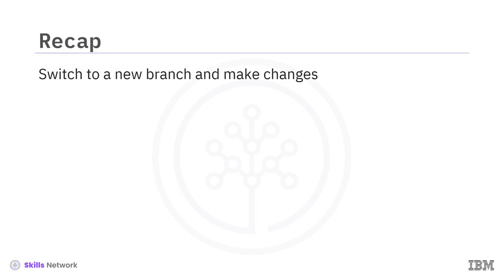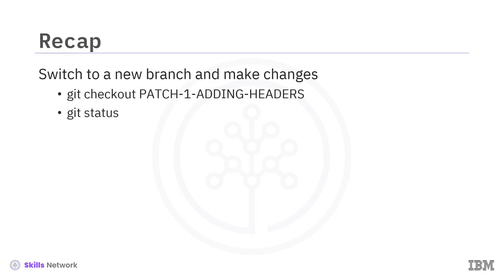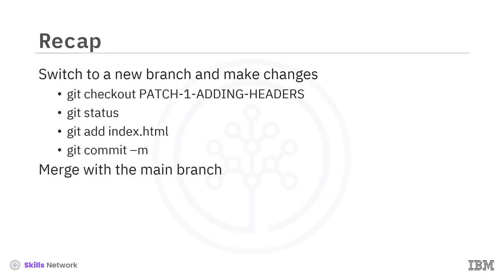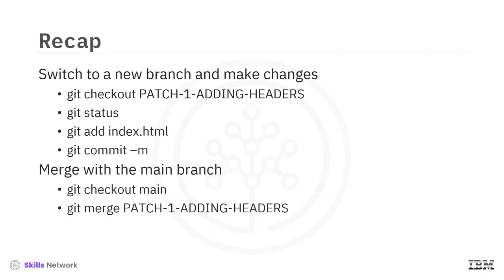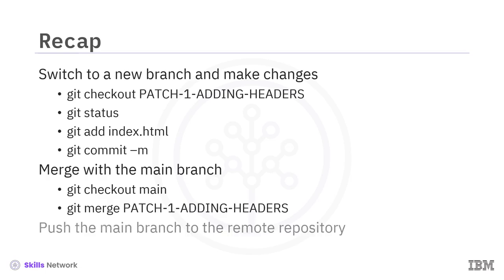Then, you switched to the new branch using git checkout patch1 adding headers command, made and staged changes using git status, git add index.html, git commit -m commands, and finally, merged patch1 adding headers with the main branch using git checkout main and git merge patch1 adding headers. You concluded this exercise by pushing the main branch to your remote repository using git push -u origin main.